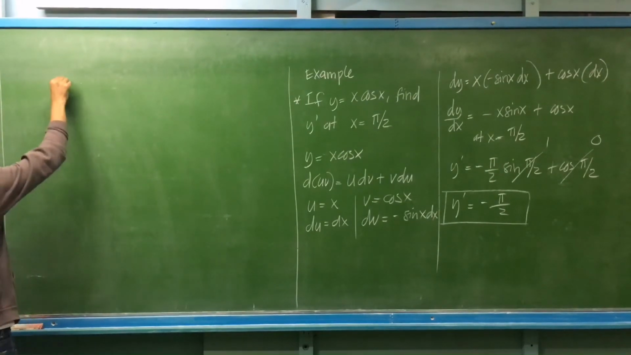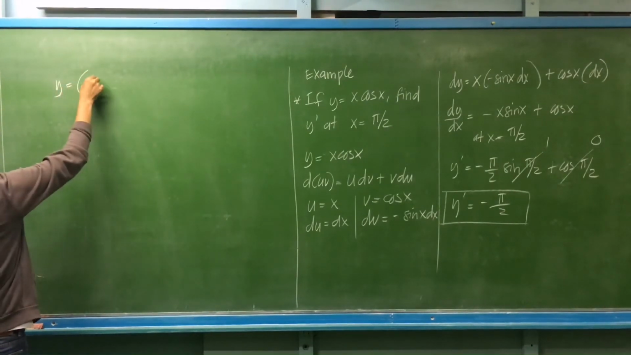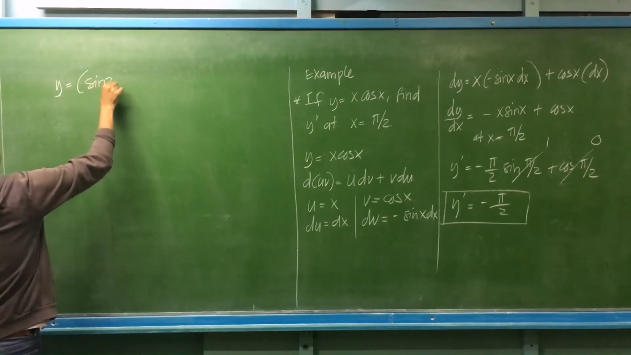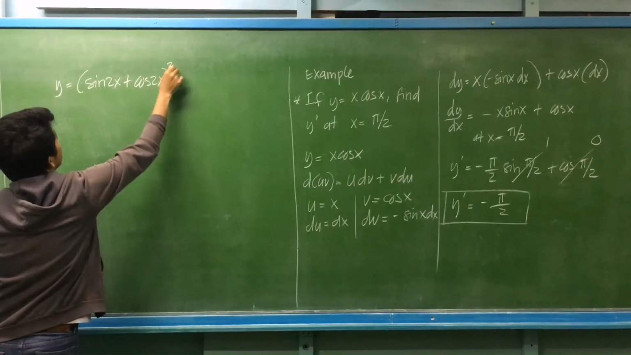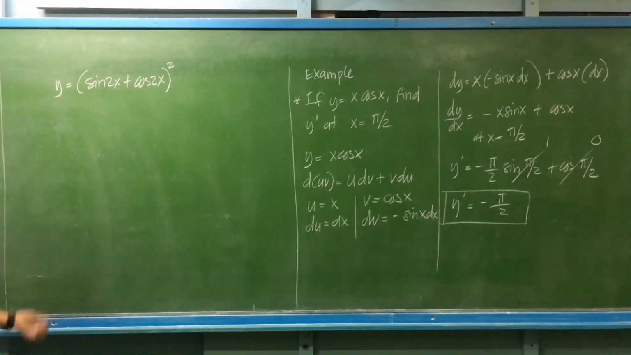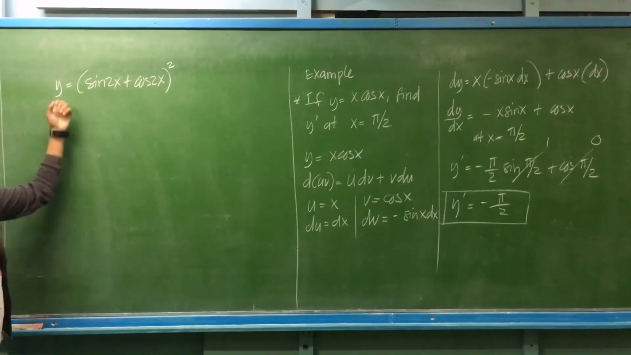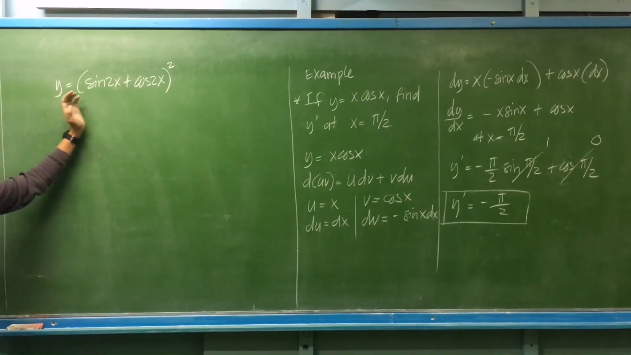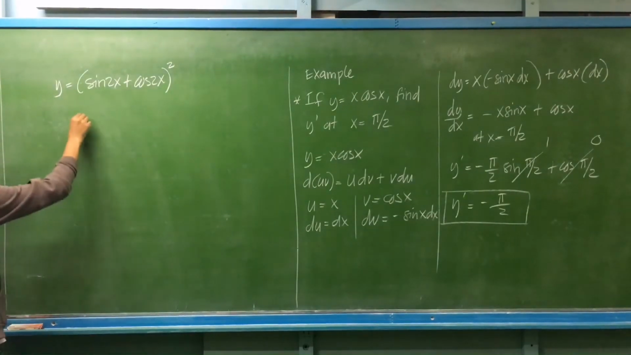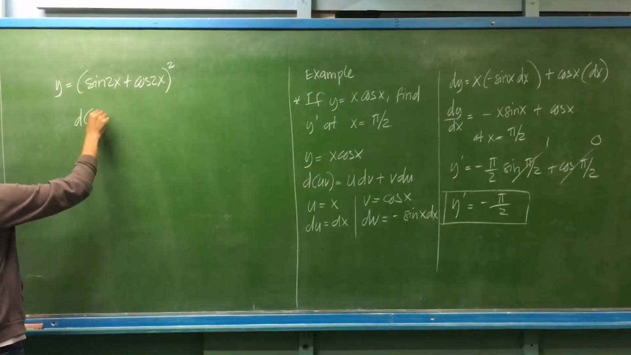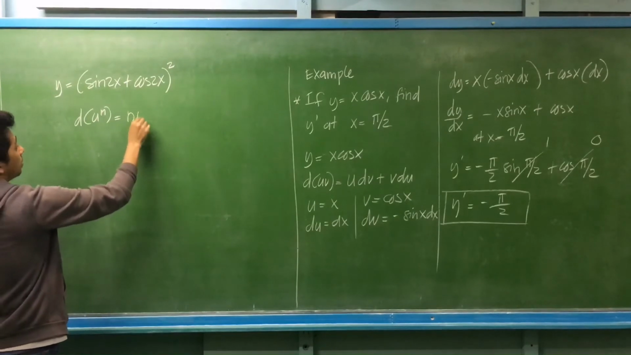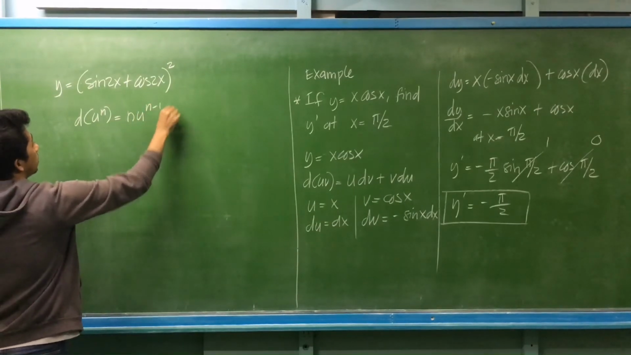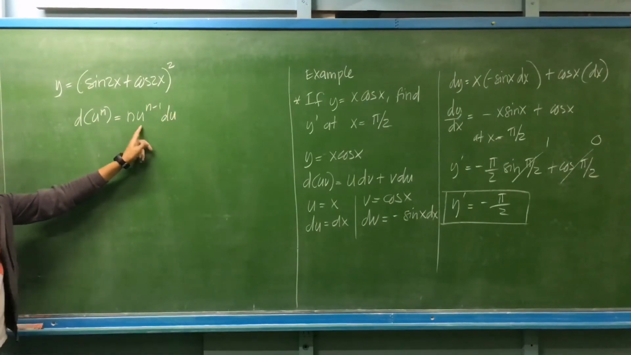So let's have y is equal to (sine 2x plus cosine 2x) squared. Okay, let's try double angle, then raised to 2. If you have this type of problem, you can apply the power rule. The derivative of u raised to n is the same as bring down the exponent, u to the exponent minus 1, times the derivative of your term. Okay?